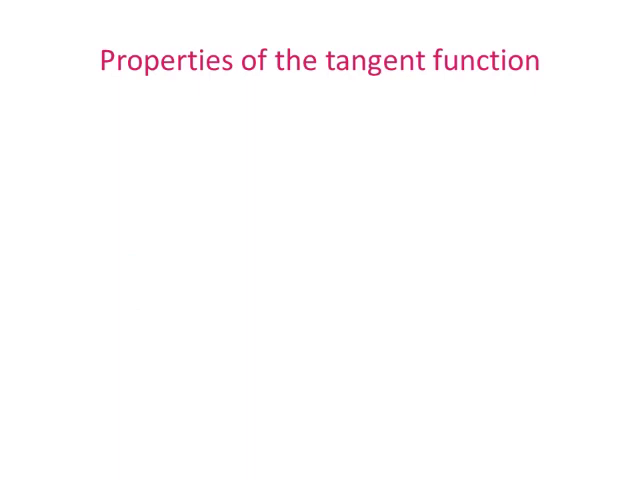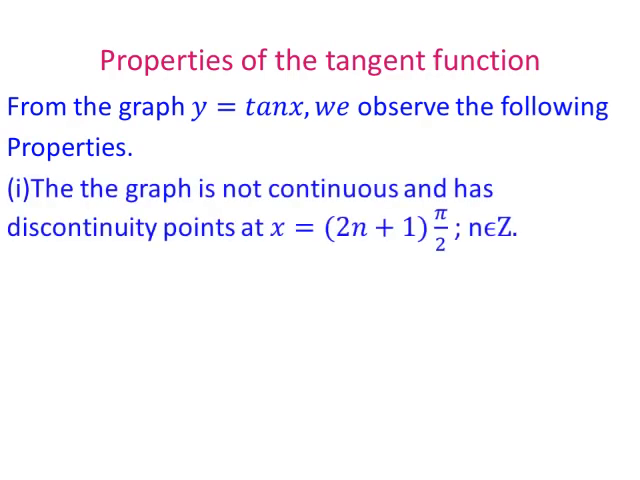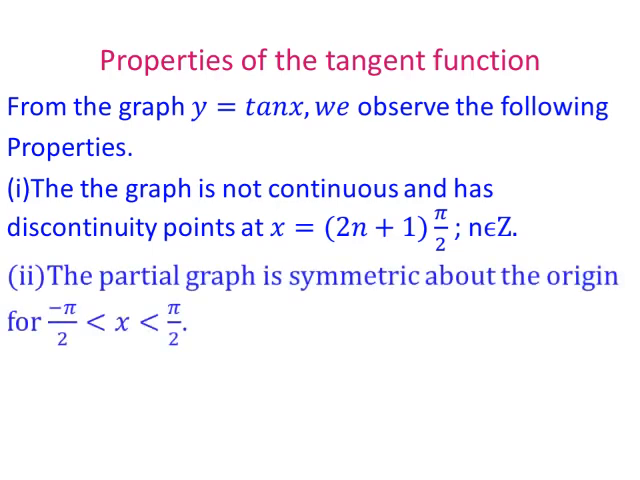Now we can see the properties of tangent function. From the graph of y equal to tan x, we observe the following properties. First point, the graph is not continuous and has discontinuity points at x equal to (2n plus 1) pi by 2 where n is an integer. That is, the graph is not continuous because we have an asymptote there, isn't it? And it is discontinuous at those particular points, x equal to (2n plus 1) pi by 2.